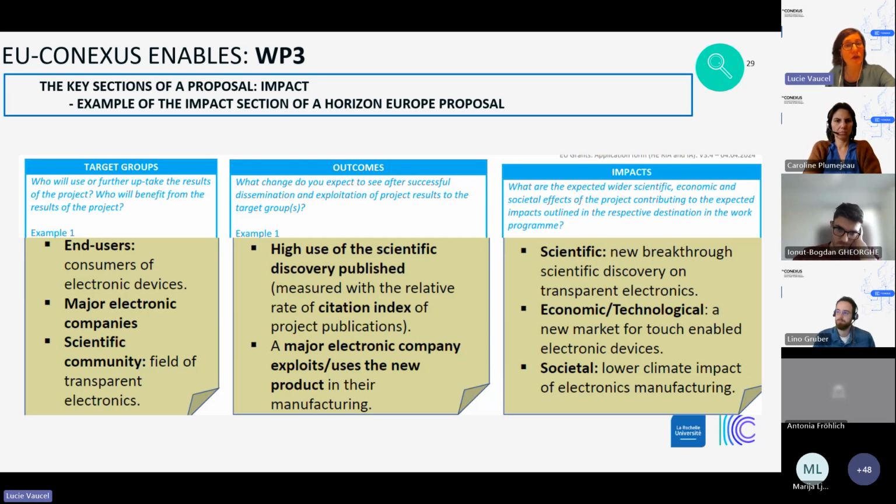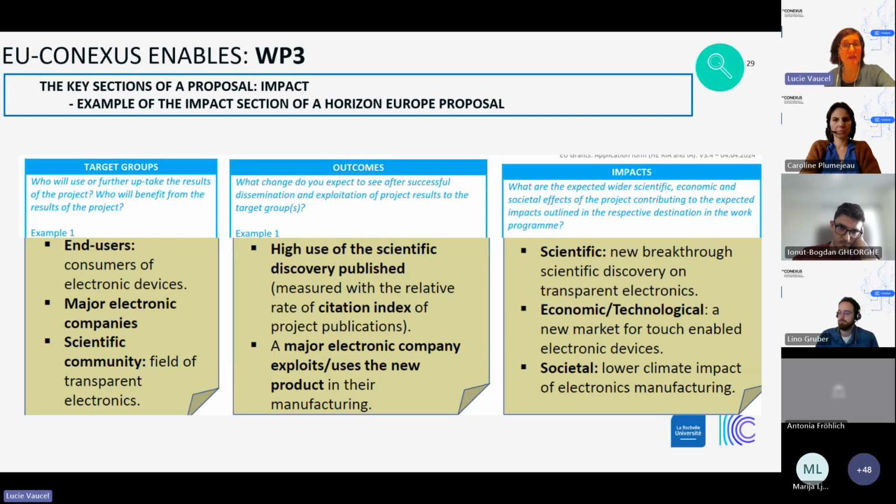As outcomes, keep in mind that outcome is on the medium term. It's after the end of the project. So for instance, you could have high use of the scientific discovery published, measured with the relative rate of citation index of project publications. You could have a major electronic company that exploits, uses the new product in their manufacturing.